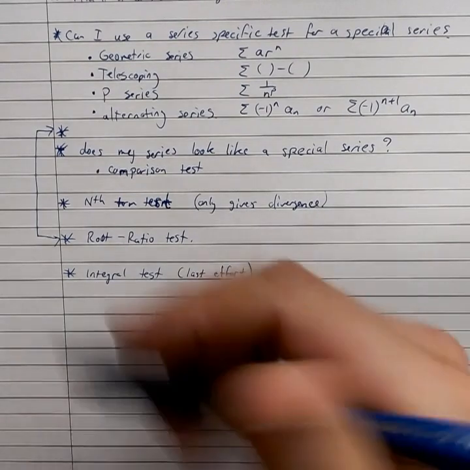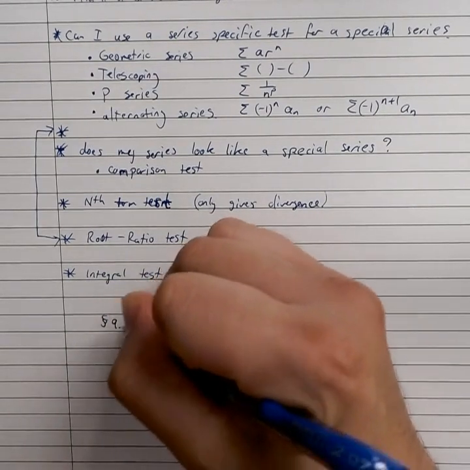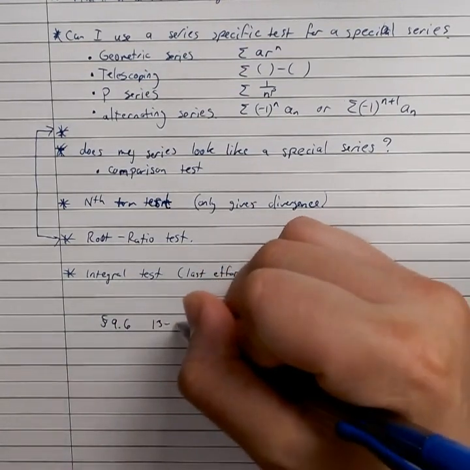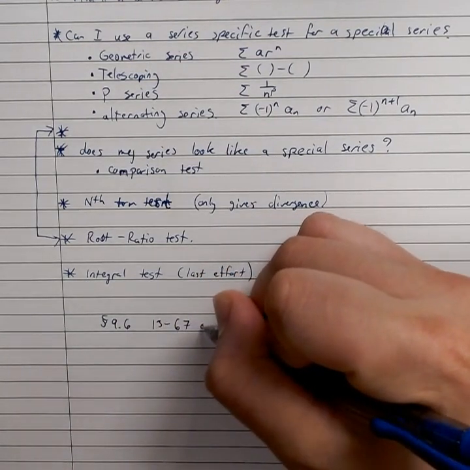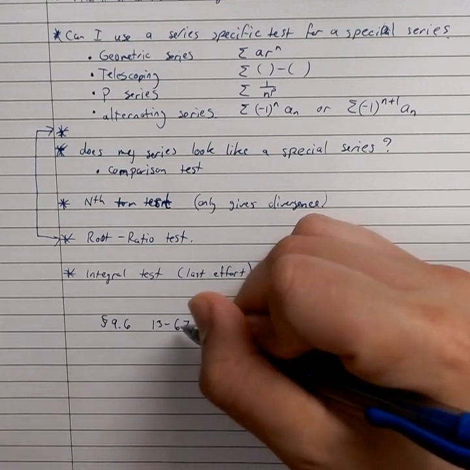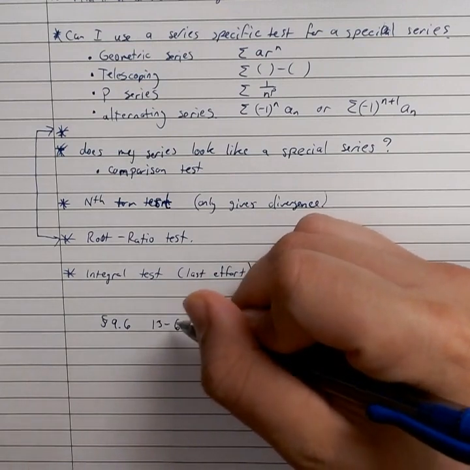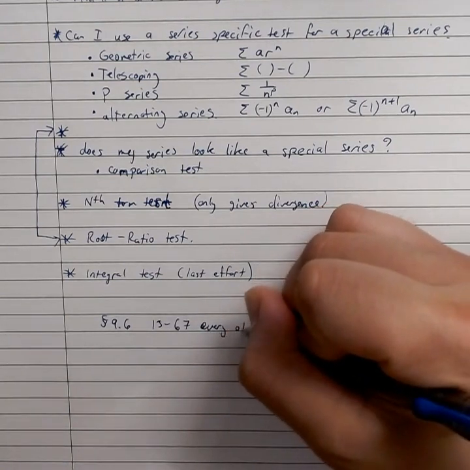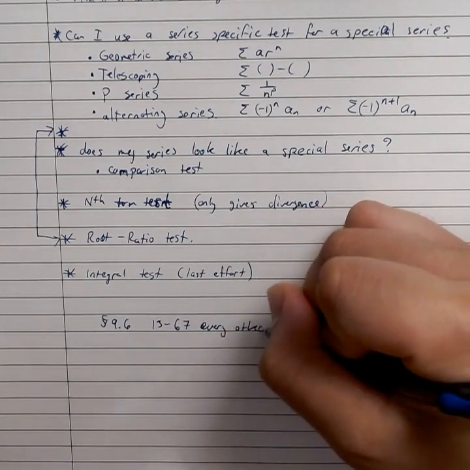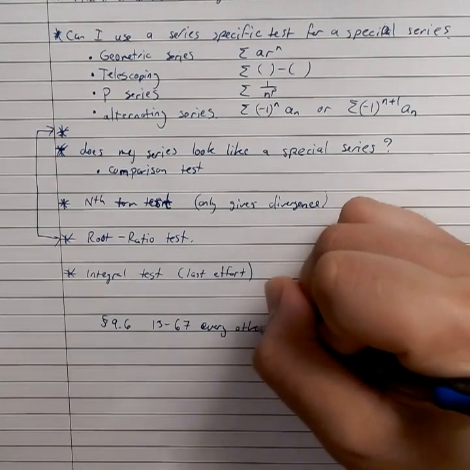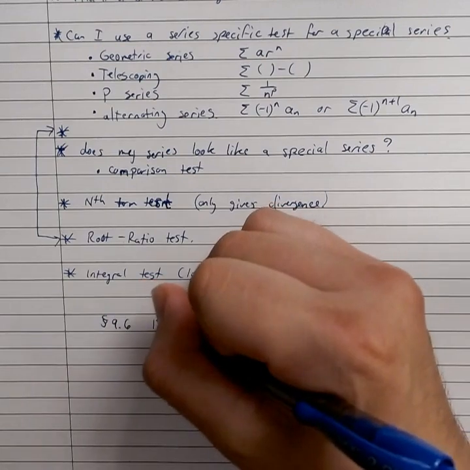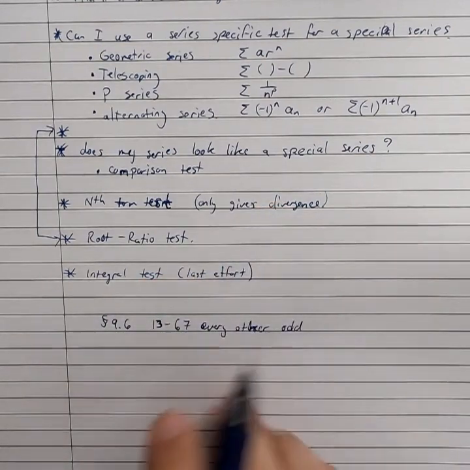As far as an assignment for this section, 9.6, try 13 through 67. Let's see, what would that be? 60, 50, 54. Oh, that's a little much. Let's do every other odd. This is the required. Now, if you want the extra practice, of course, you can do all the odds or even all of them. But this is the required for the extra credit.